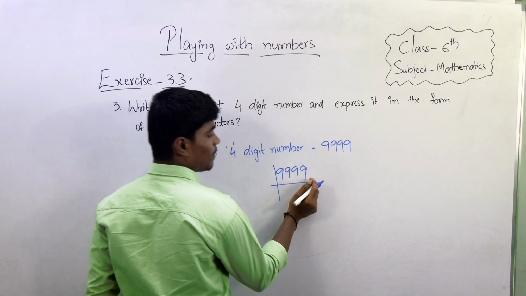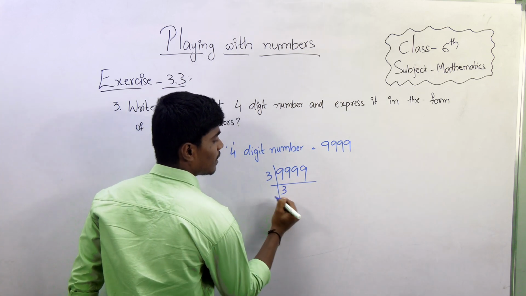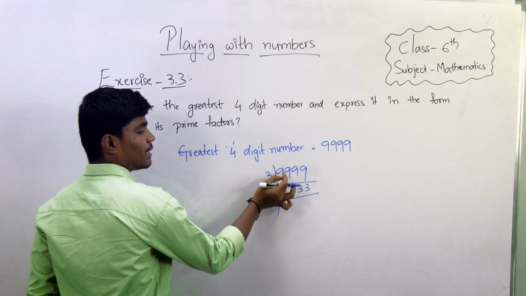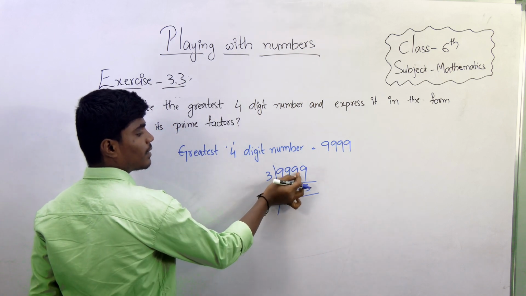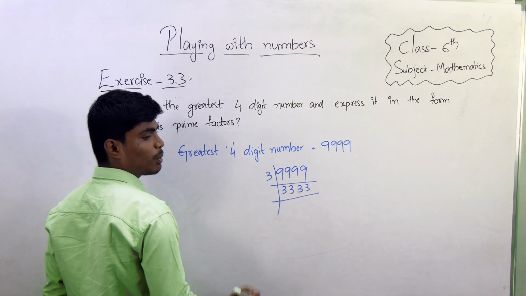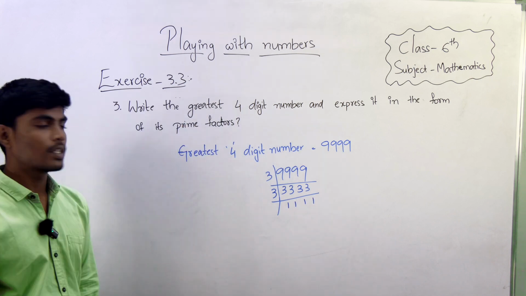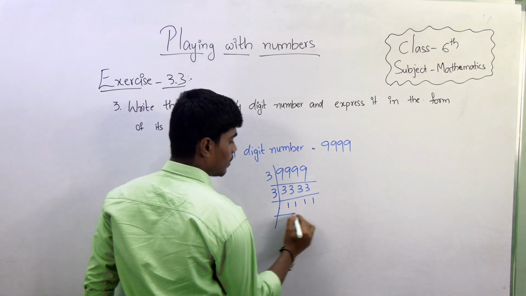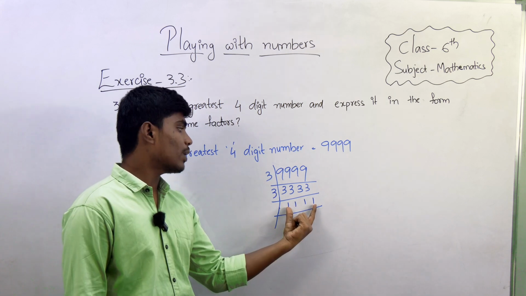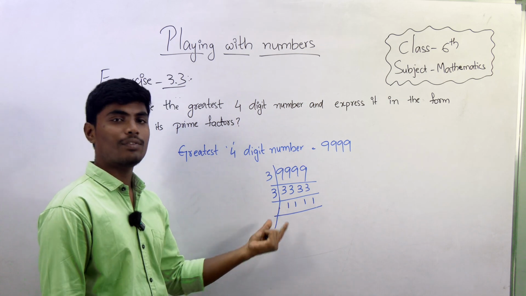9999: in the ones place we have 9, so it is not divisible by 2. Next 3: 3 threes are 9. Now 3333 is divisible by 3 again, which gives 1111. 1111 is not divisible by 3, 5 or any such number.